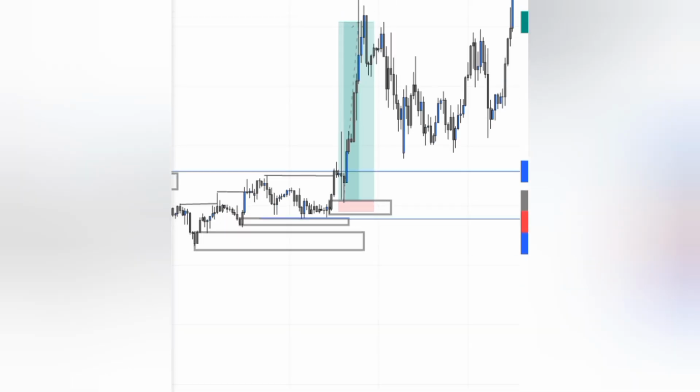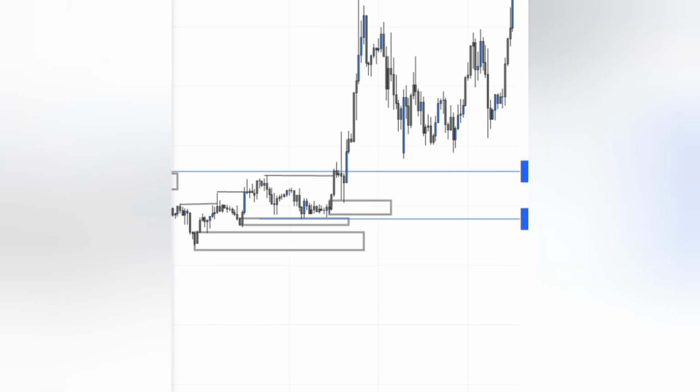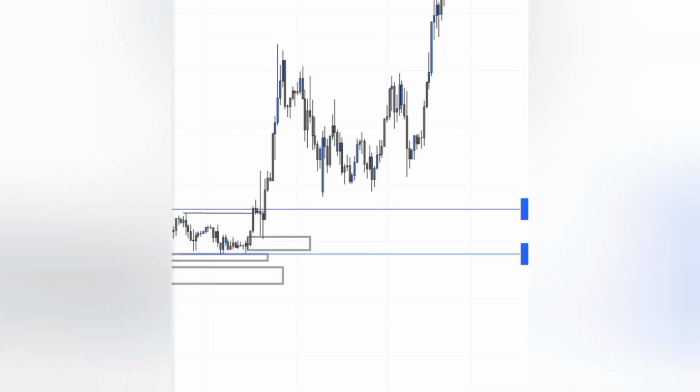So now just know this supply and demand strategy can help you to swing these trades. Okay, so now another strategy that we can look at is what we call SMC strategy. That is smart money concept.